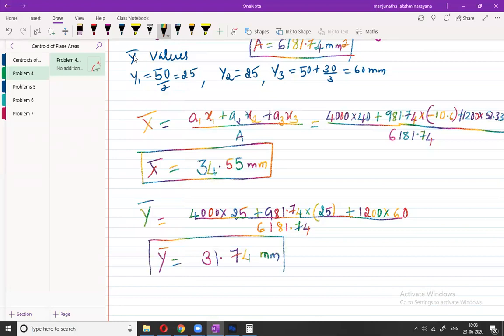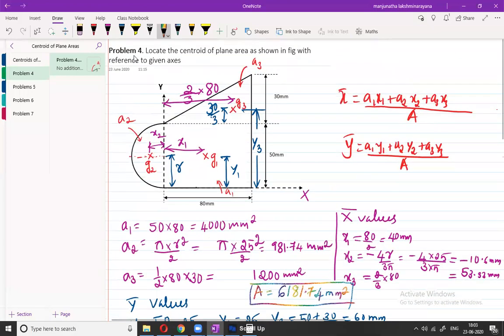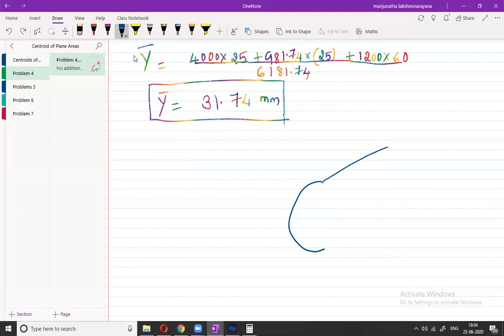So after you find the value of x bar and y bar, you should represent this x bar and y bar in the given figure. The given figure is like this: there is one semicircle, and you have a rectangle. This is the given figure, and the reference axis is here, from here.